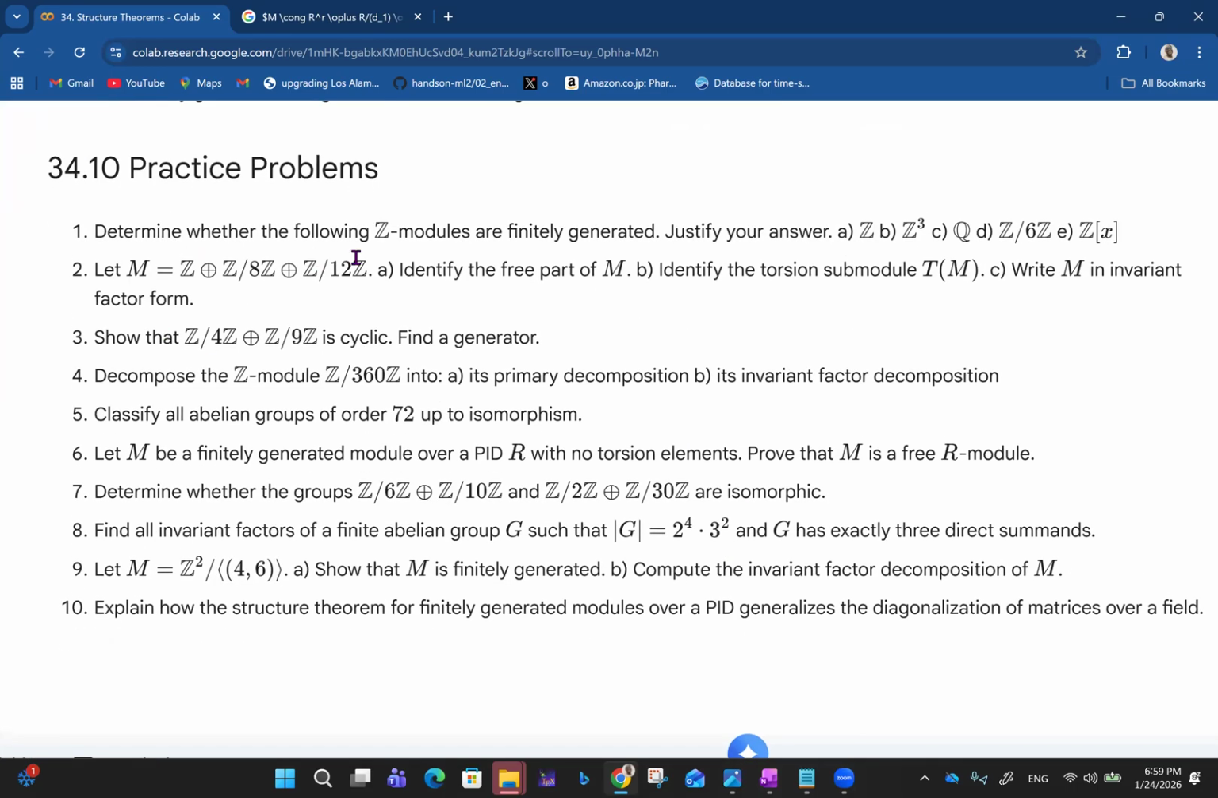So determine whether the following Z-modules are finitely generated. Justify your answer. Of course, we know Z is finitely generated because it is generated by 1. Z^3, I think, is finitely generated by e1 to e3 or something like that, like we saw before. So try your hands on this and see how it all works out.